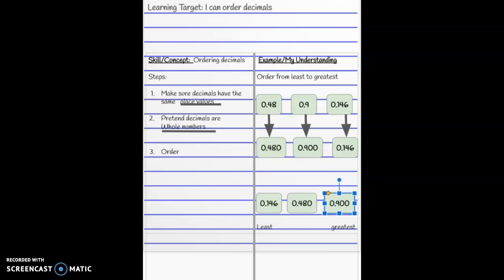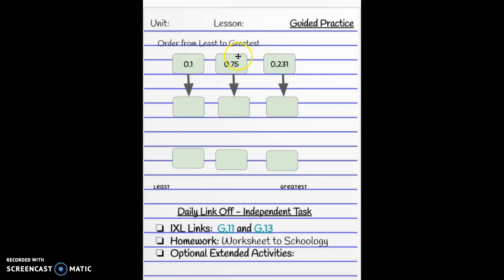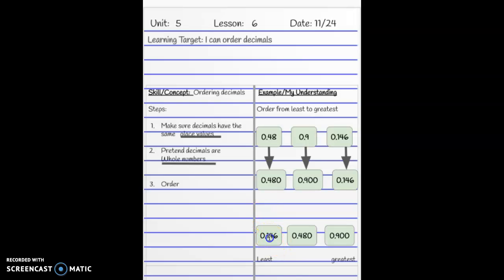So we're going to go ahead and quickly take a look at our guided practice. So just like we had been working on, you're going to order from least to greatest using the same steps. So again, checking the place values, adding zeros to make the place values equal if you don't have the same amount of place values. And then you're going to order based on pretending that they're whole numbers, ignoring that 0 and that decimal place. Just when looking at the numbers, you're going to make sure, just like we wrote them down here, you're going to make sure that you include your 0 and your decimal place when you're ordering the decimals.